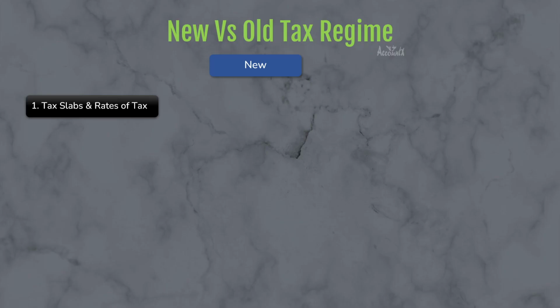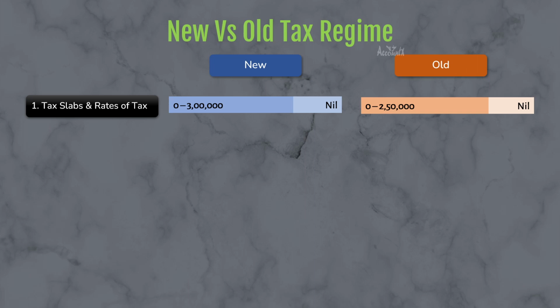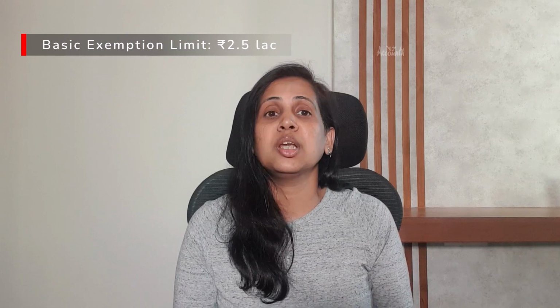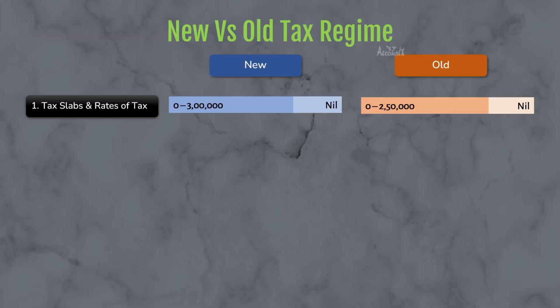In the new tax regime, basic exemption limit is being increased to 3 lakh. If we compare this with the old tax regime, basic exemption limit is still at 2.5 lakh. But if you are a senior citizen, that is those who are of age 60 years or more up to 80 years, this basic exemption limit is 3 lakh. For super senior citizens, that is those who are 80 years of age or more than 80 years, this limit is going to be 5 lakh. But in today's video, we are going to consider only the first category, that is where the basic exemption limit is 2.5 lakh.